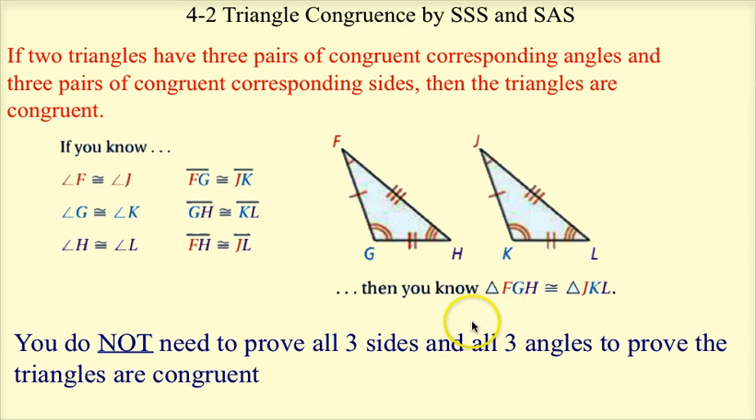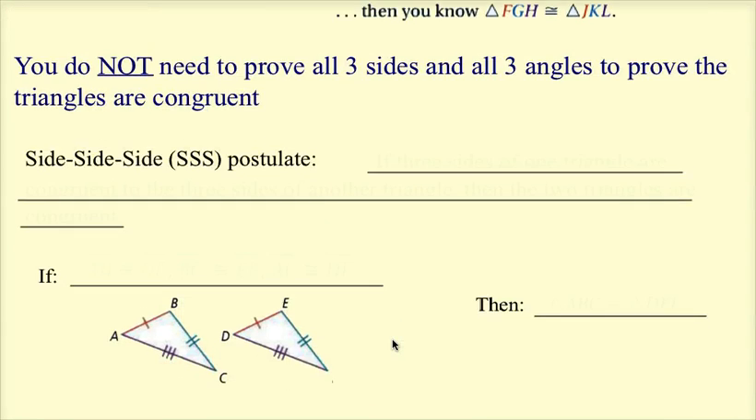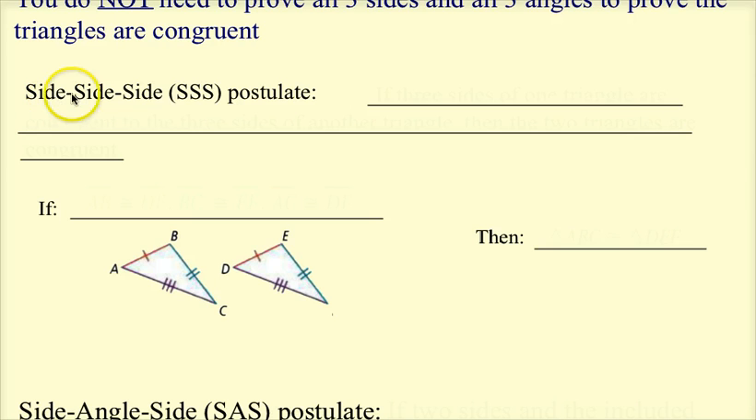Now, as I mentioned yesterday, you don't need to prove all three sides and all three angles to prove the triangles are congruent. I'm going to show you 2 of the shortcuts today, and here they are. The first one is called the side, side, side postulate. So side, side, side, we abbreviate SSS.